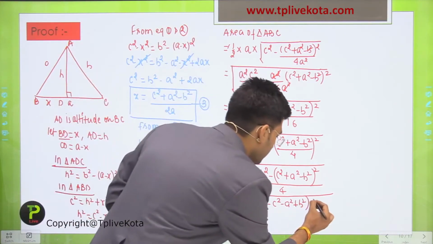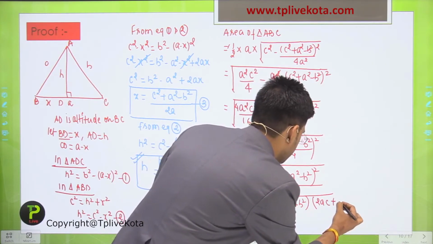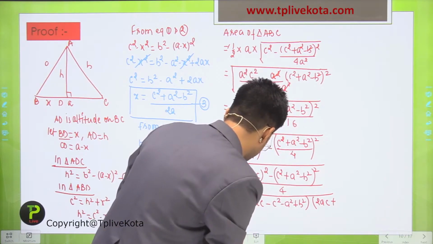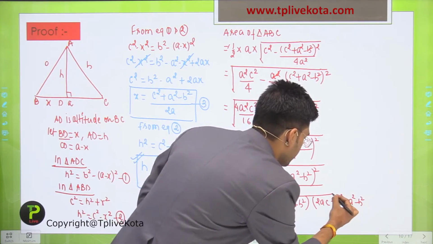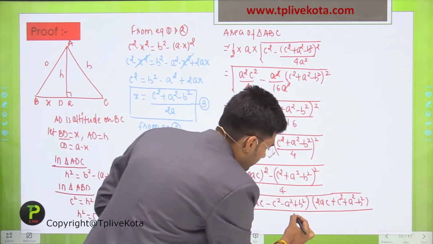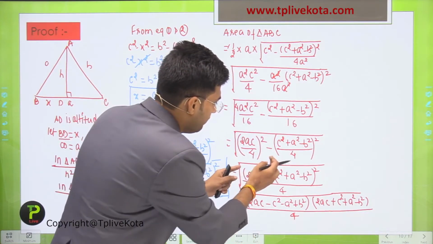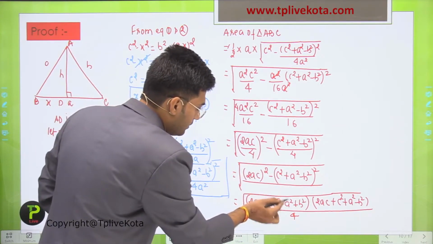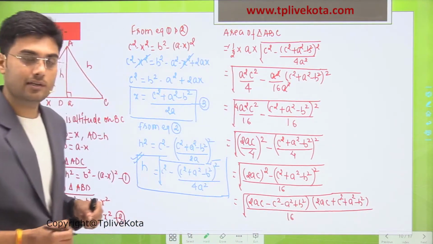and (2ac plus c square plus a square minus b square). Clear? And it is divided by 16, not 4, because here we have 4 square. So here we have 16 divided by 16. Clear?